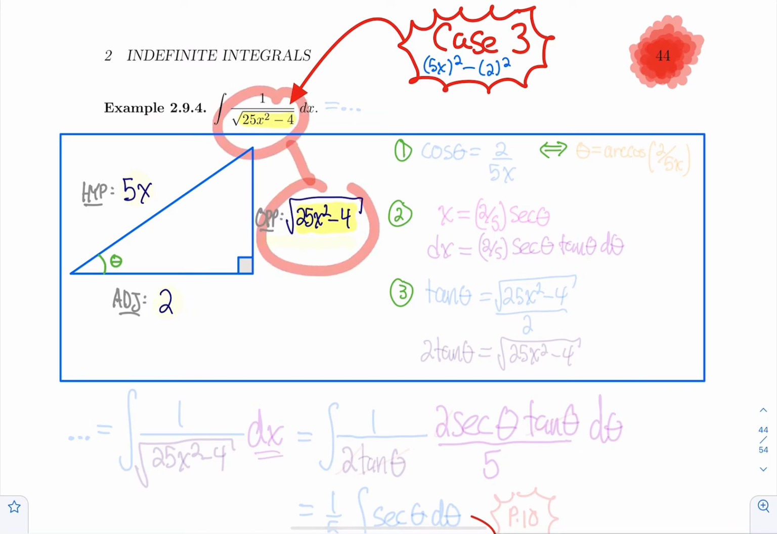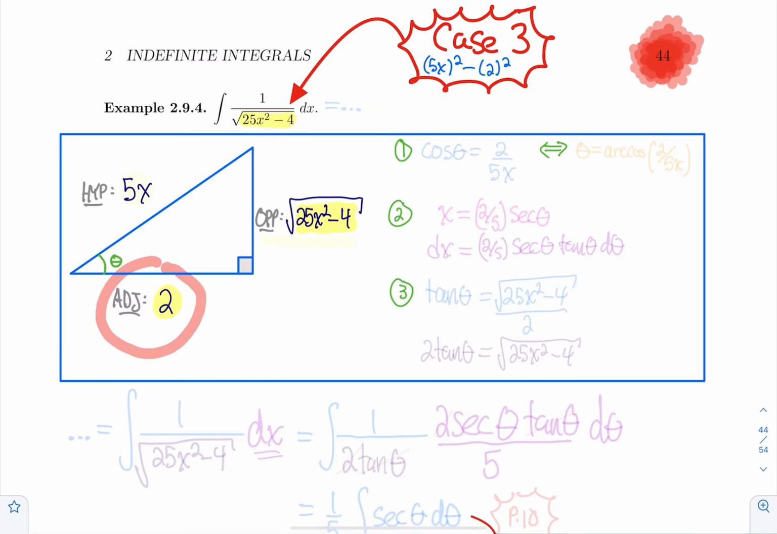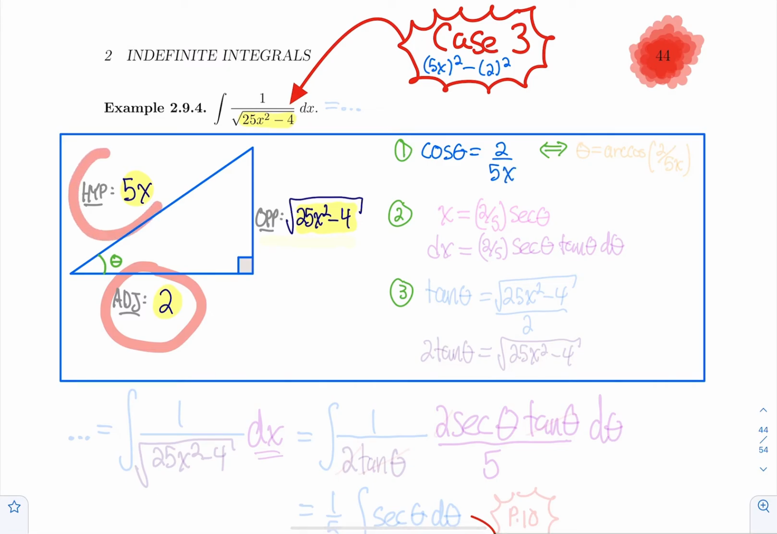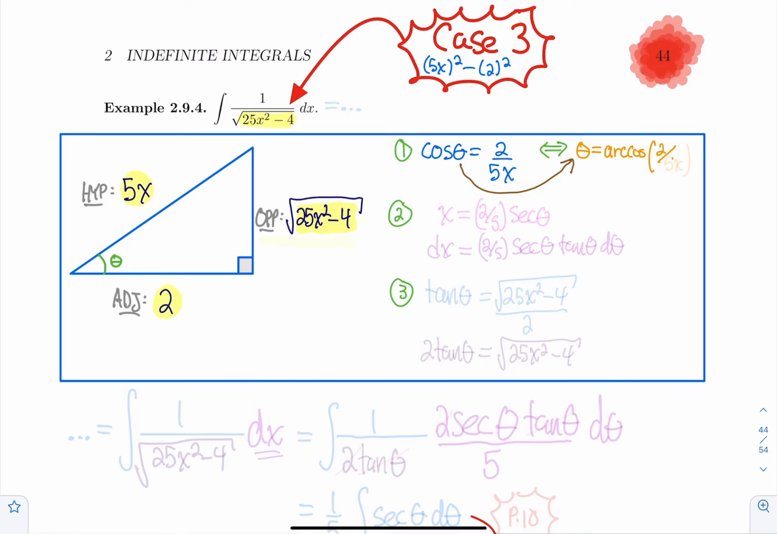So the first ratio for the function here, remember, your star side is the adjacent side. So if you want a formula for 5x, adjacent side and hypotenuse are the way to go. So you need to set up a cos ratio. So cos theta is going to be adjacent, so 2 over 5x. And here, this is a good time to compute a formula for theta. So theta is the arc cos of 2 over 5x. So that's my first ratio setup.